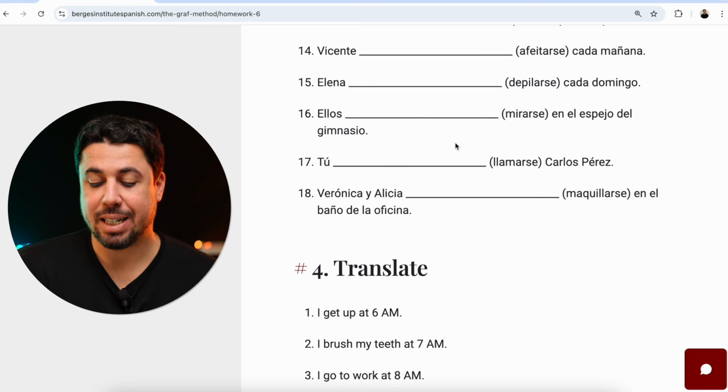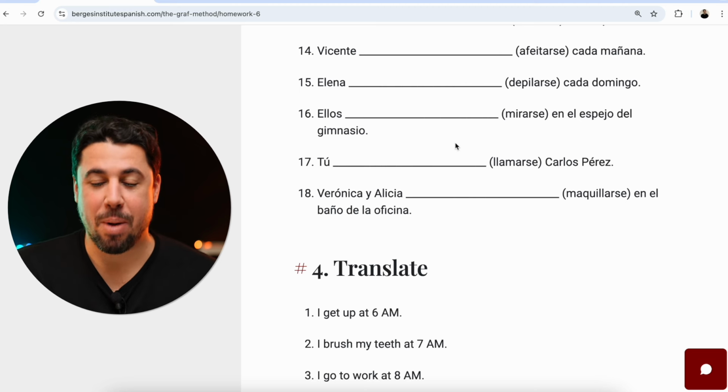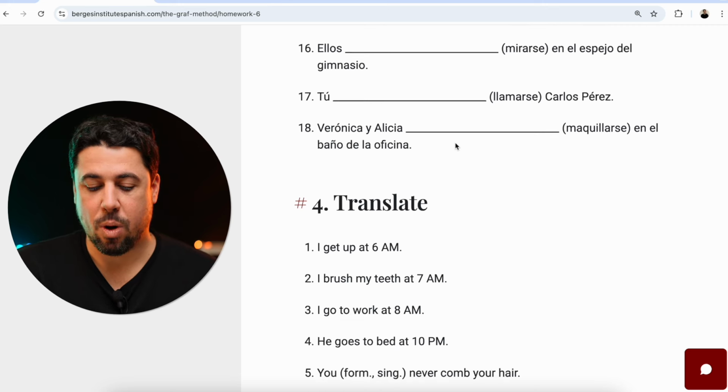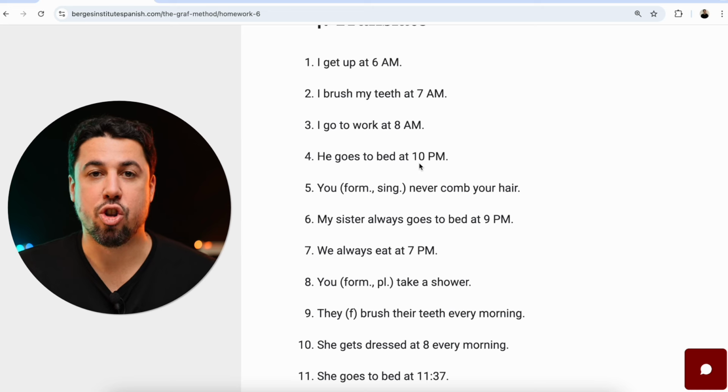Verónica y Alicia se maquillan en el baño de la oficina. Verónica and Alicia put on makeup in the bathroom in the office. One more, we have to translate these sentences. I get up at 6 a.m. Yo me levanto a las 6 de la mañana. Or me levanto a las 6 de la mañana.